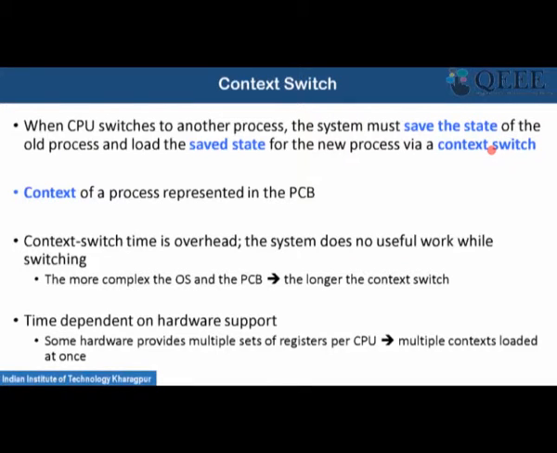So context switching means you are storing the state of an old process in the process control block, saving it for future use, and you are reading the process control block of a new process and restarting its execution. So that is the point. The context of a process is represented in the PCB. So this context switch time is actually an overhead for the process scheduler.